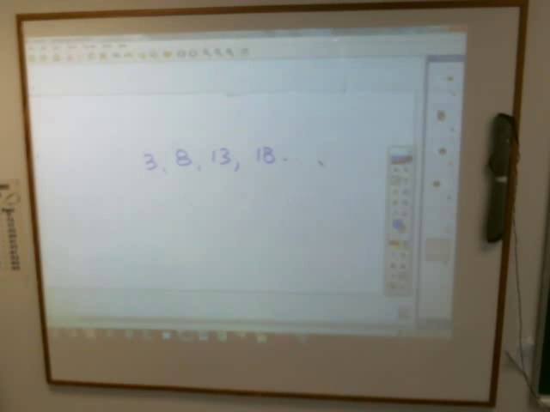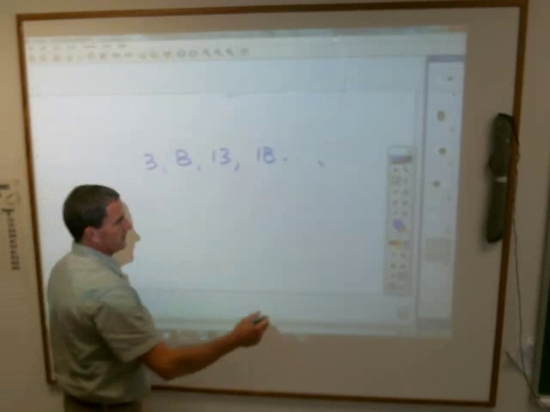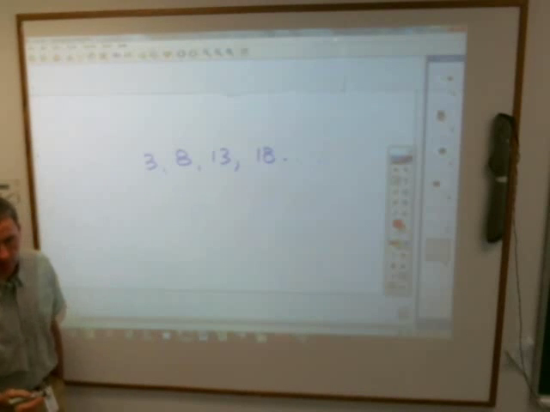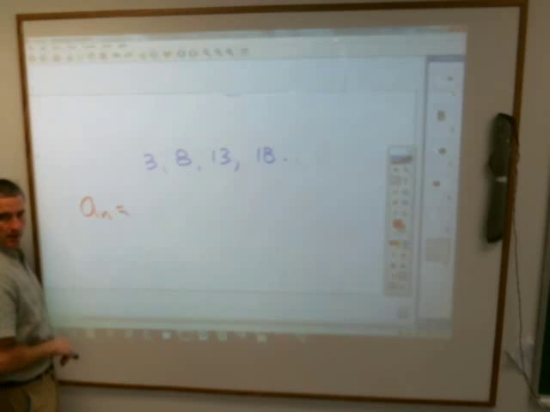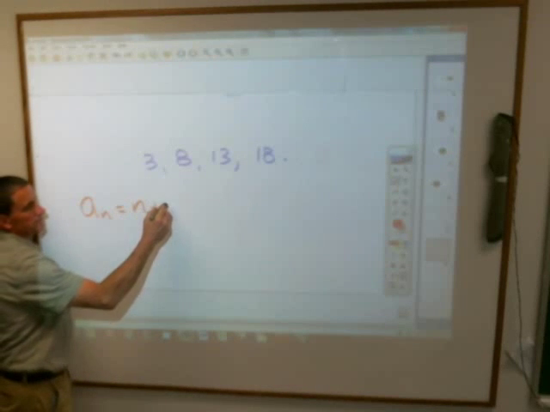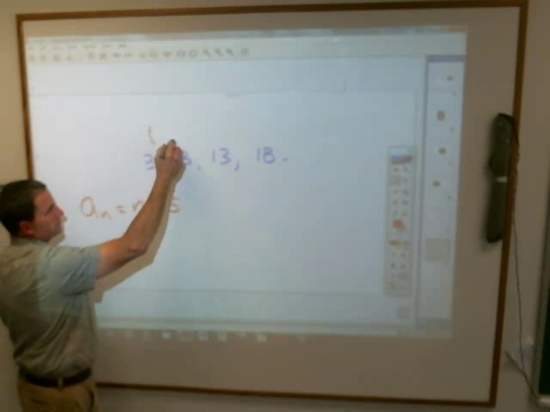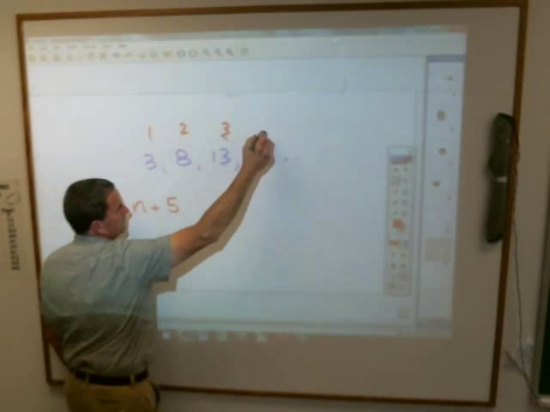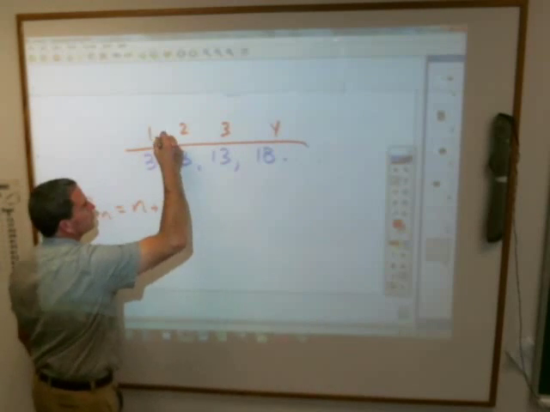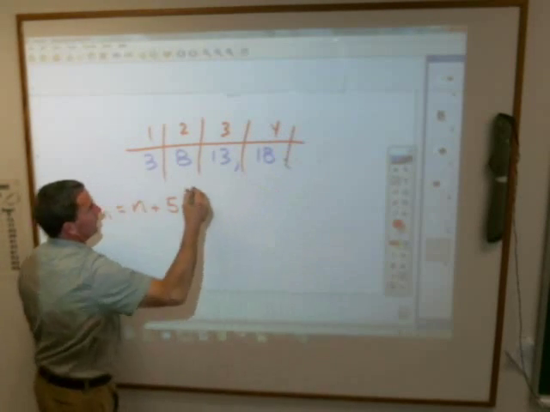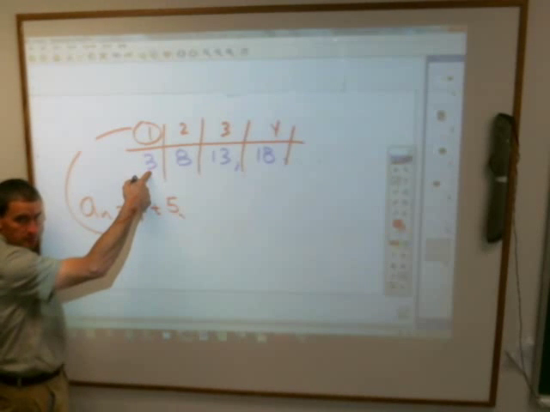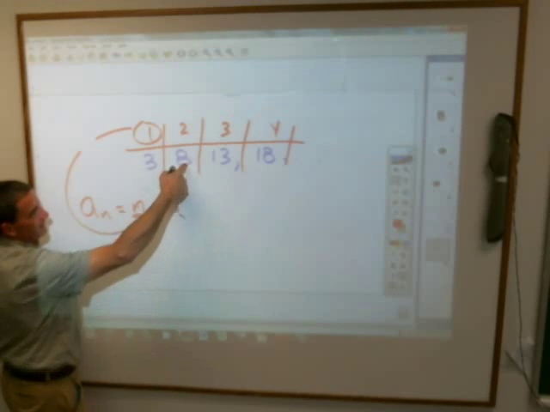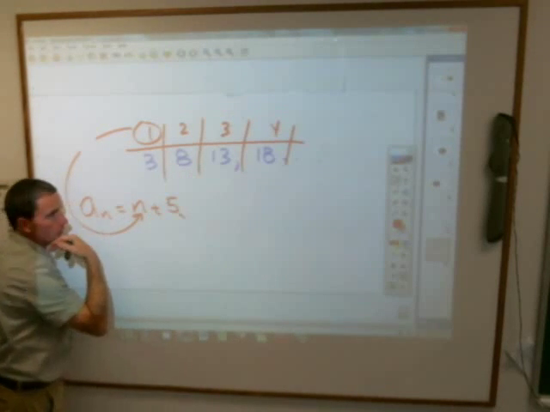Logan says, plus 5 every time. Well, it is plus 5 every time, but that's not my formula. What would you say the formula is? Remember, it's got to be in the form of a sub n would equal what? n plus 5? So does that work? Remember, this is the first term, second term, third term, fourth term. Let's do our little box. So if I put a 1 in for the letter n, 1 plus 5 is 6. 2 plus 5 is 7. 3 plus 5 is 8.